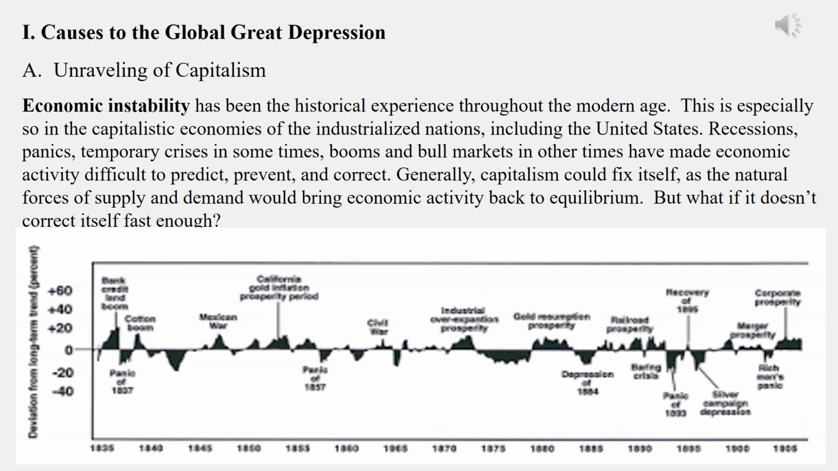This slide, which continues with the unraveling and imperfections of capitalism as one of the causes to the global Great Depression, focuses on capitalism's relative instability and unpredictability. Economic instability has been the historical experience throughout the modern age. This is especially so in the capitalistic economies of the industrialized nations, including the United States.